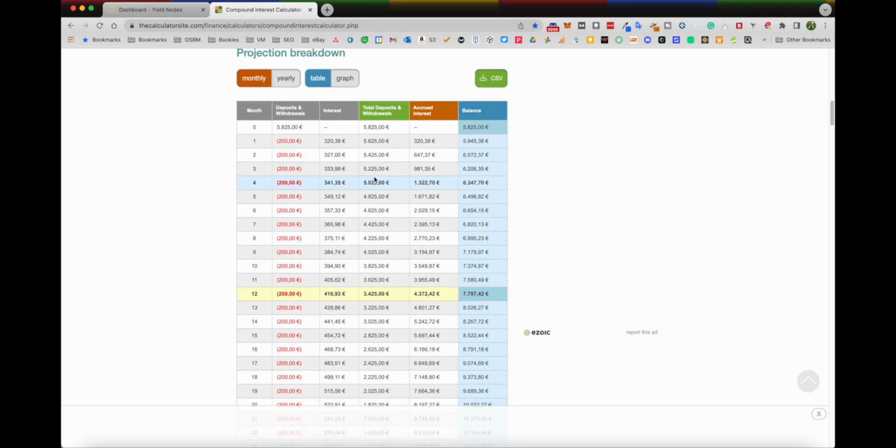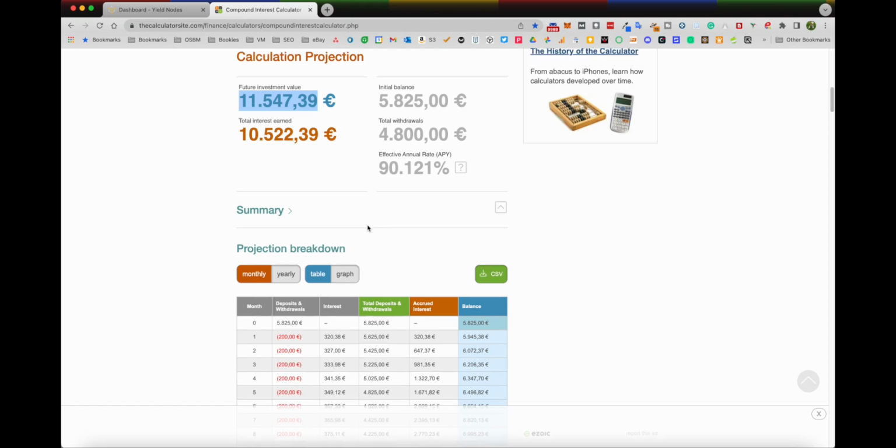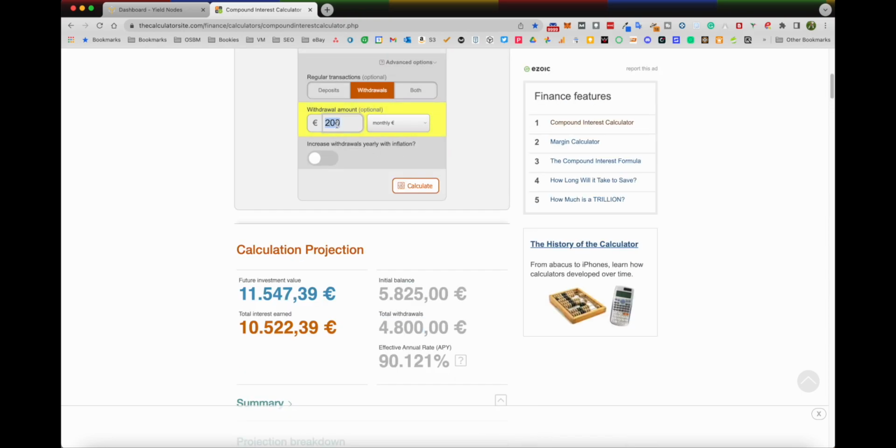So there's sort of a way of doing both. It's down to personal choice and personal preference. For me, at the moment, I don't need to get my hands on that money. Sorry, I said that totally wrong. What I should have said is that the future investment value of 11,547 added to the 4,800, that's how much money the profit, the balance would have been. So overall, you add that to that, and you're looking at 16,347 euros.